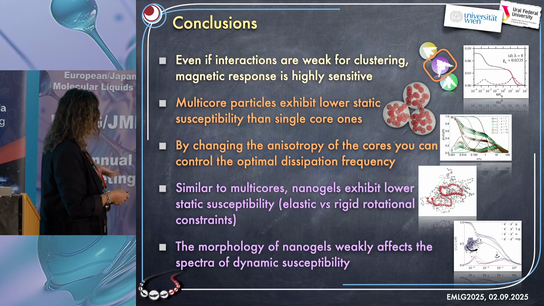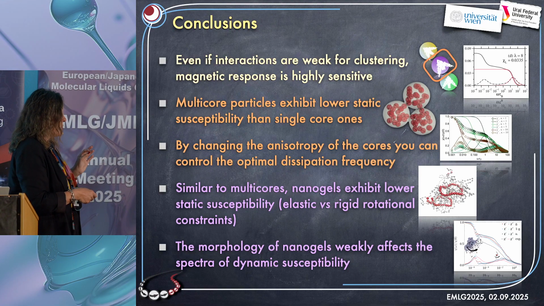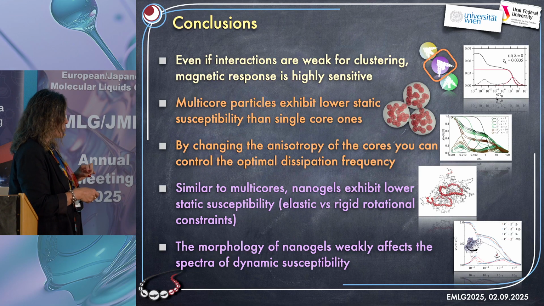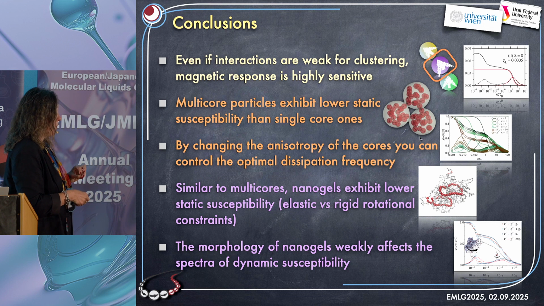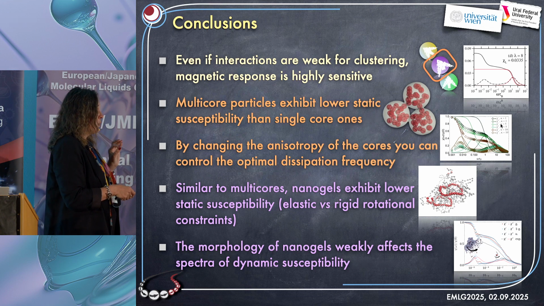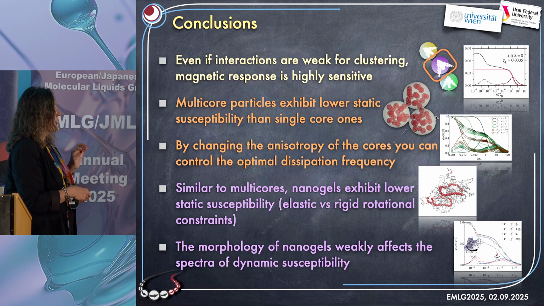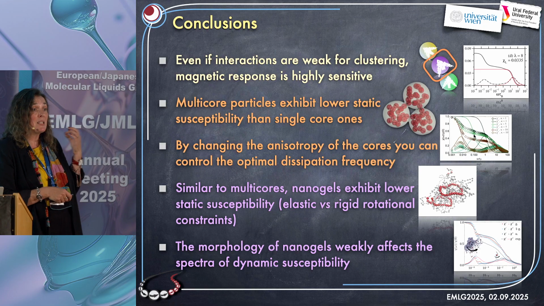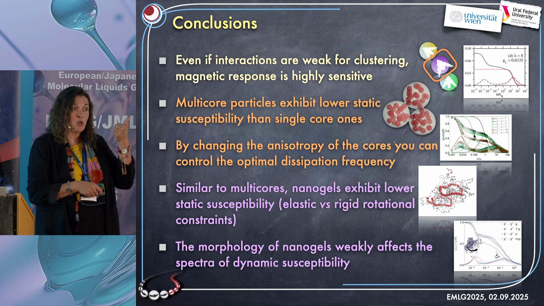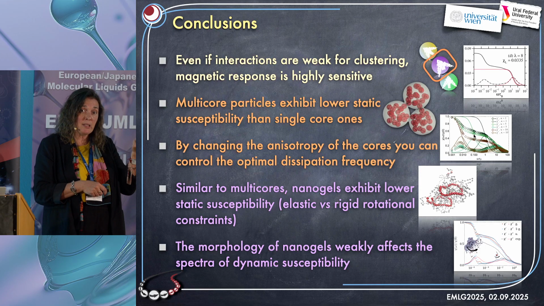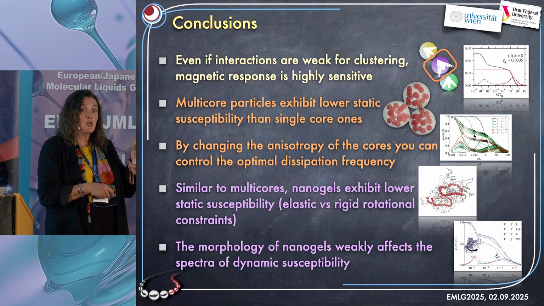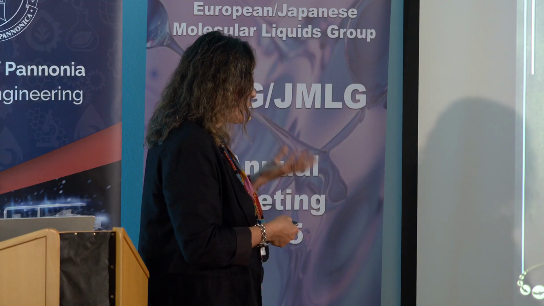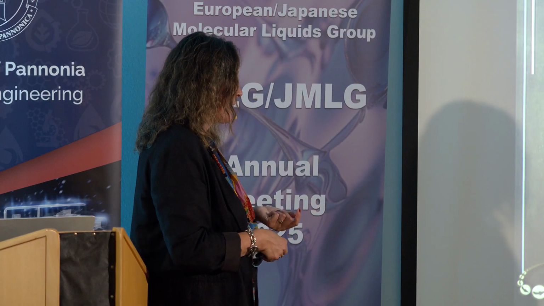So, take-home messages are these. Even weak interactions need to be taken into account when describing the dynamic spectrum. For multicore particles, you really need to fine-tune the interplay between the interaction of the cores and the anisotropy. And this is a material problem. You need a certain number of cores, a certain size of the multicore particle, and a certain composition that allows such a unique combination. And it's not a trivial task.